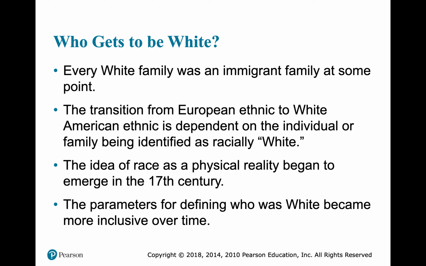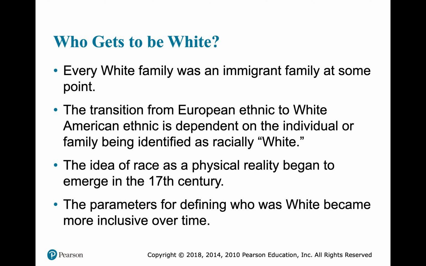Okay. So every white family was an immigrant family at some point. And this was brought up when you guys did your first paper. The transition from European ethnic to white American ethnic is dependent on the individual or family being identified as racially white. Prerequisites for being included in this category have been dramatically altered over the years. So this is about who gets to be white. So most exclusive levels of society were contingent on physical characteristics, language, religious beliefs and practices, political affiliations, economic stability, and willingness to adopt white Protestant culture.